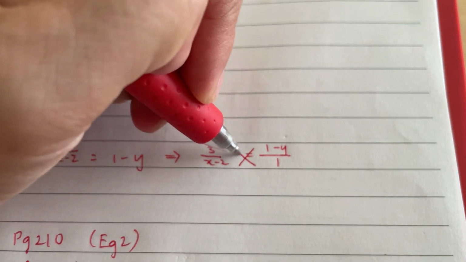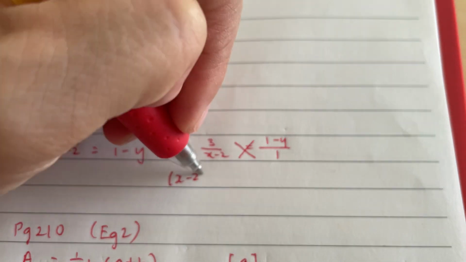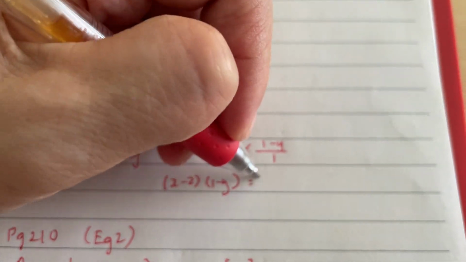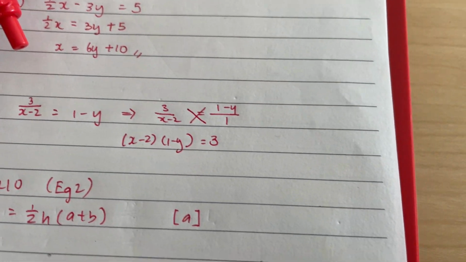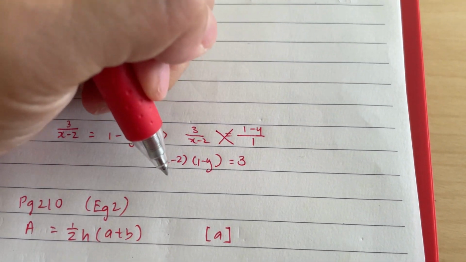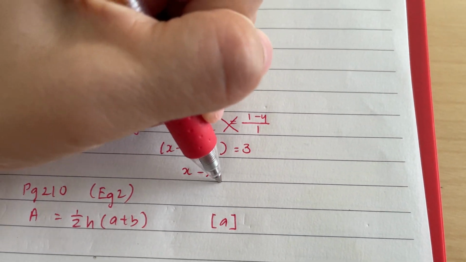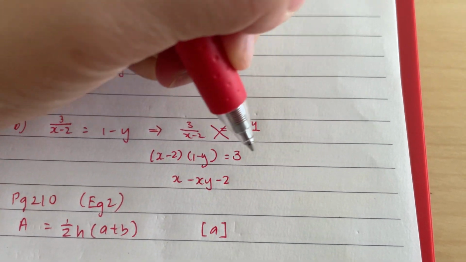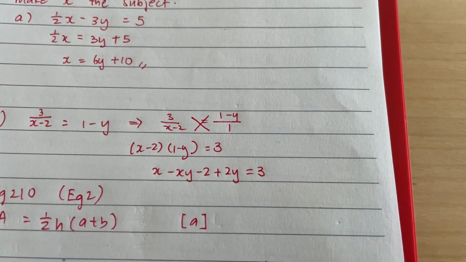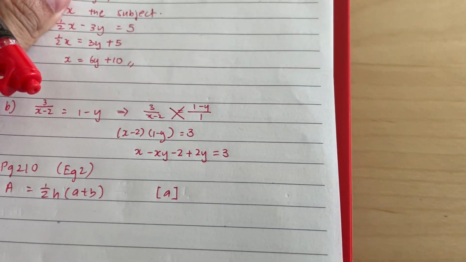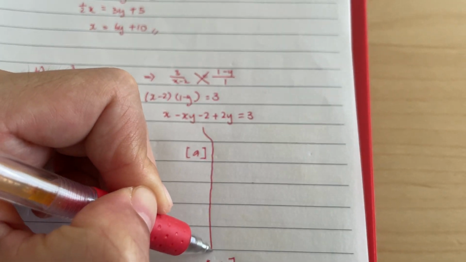So let's cross multiply. When we cross multiply, on the left hand side we have x minus 2 times 1 minus y, and on the right hand side we have 3. Let's expand out. So when we expand out, we have x minus xy minus 2 plus 2y equals to 3. Okay, now due to constraint of space, I am going to continue my working by the side here.